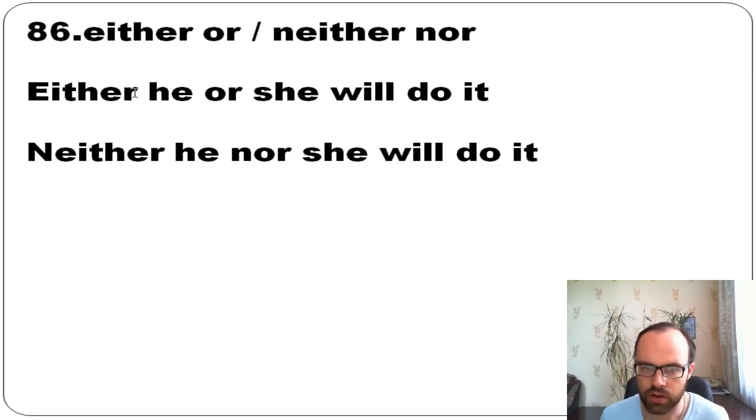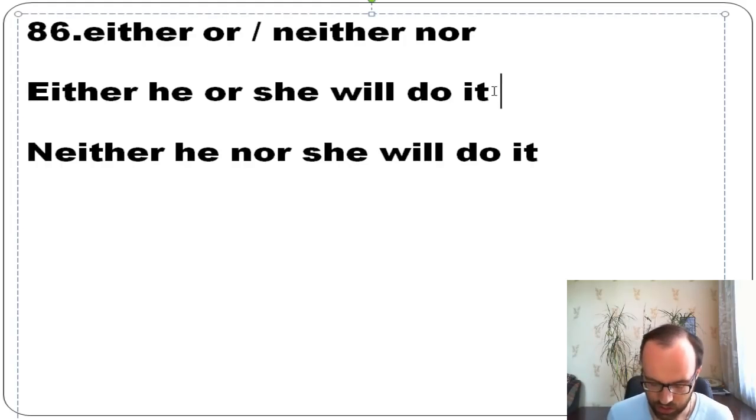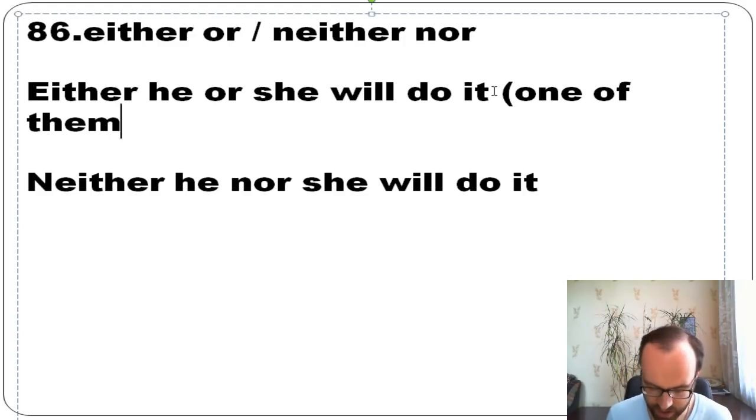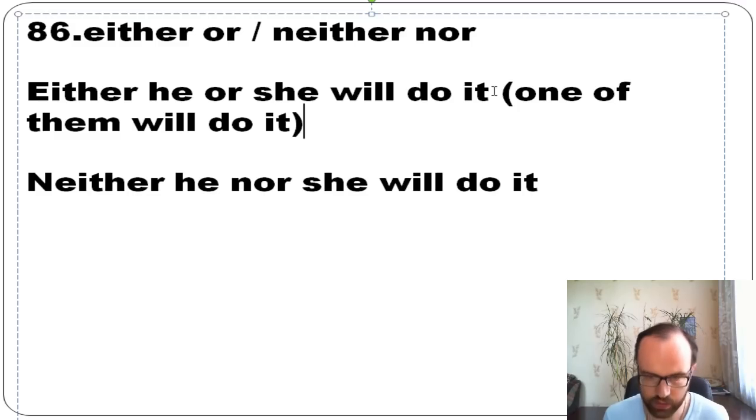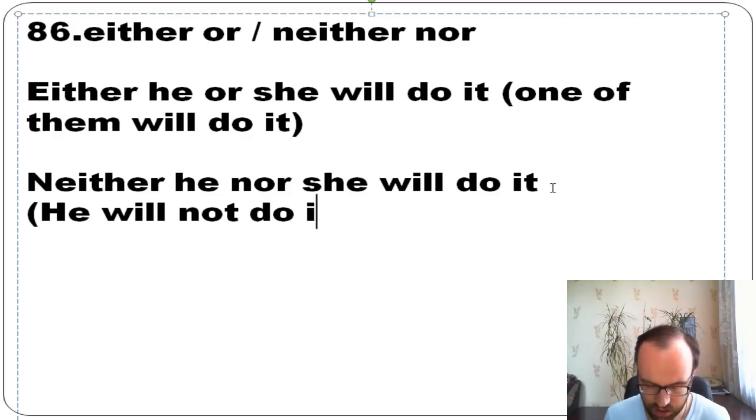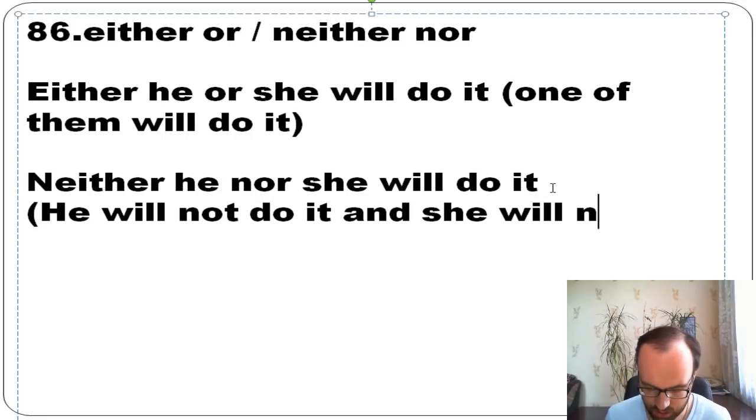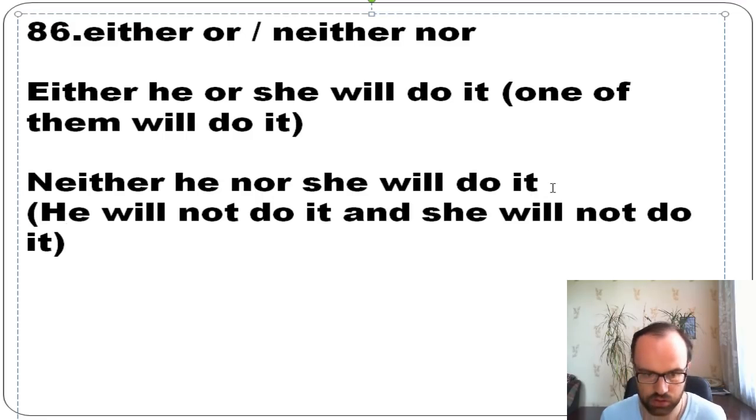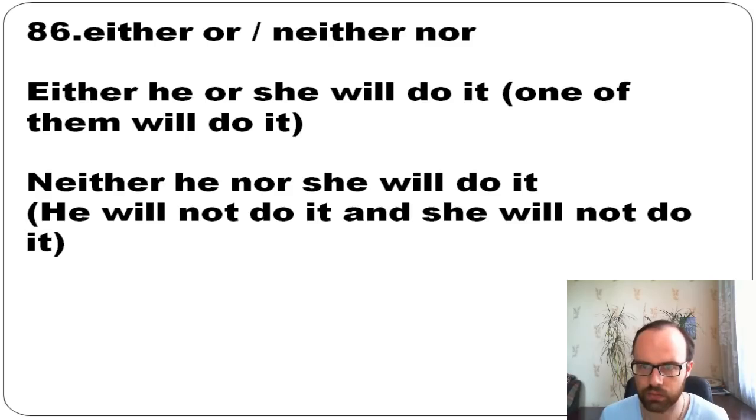It means or. So there is a choice. Either he or she will do it. It means one of them will do it. Neither he nor she will do it. It means he will not do it, and she will not do it. Okay? Alright.